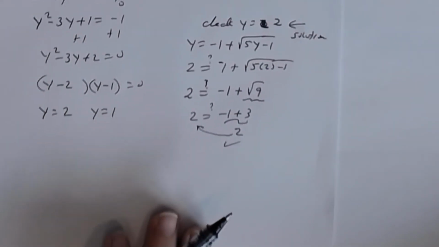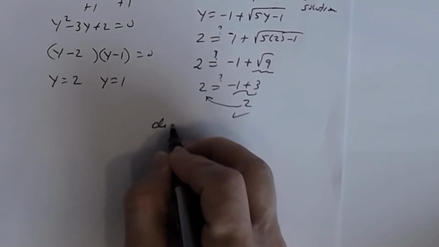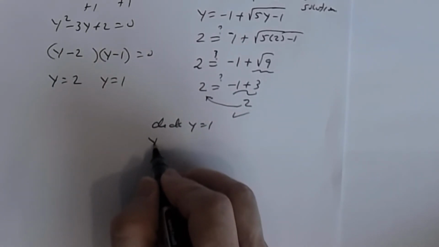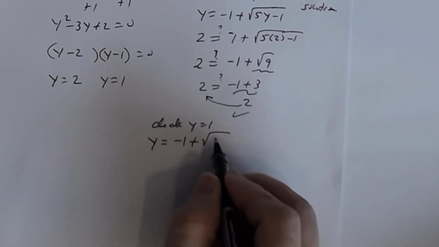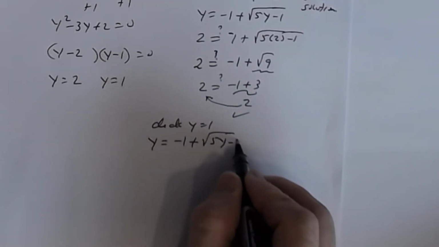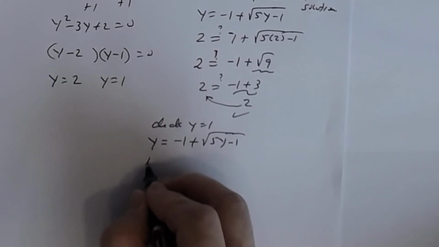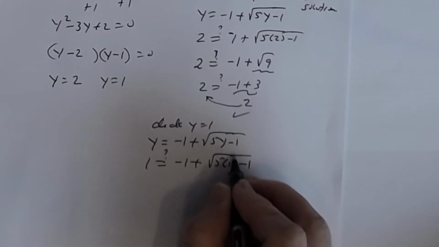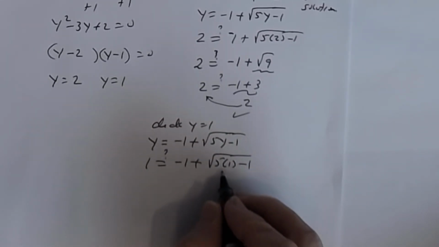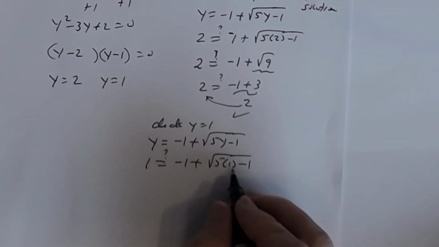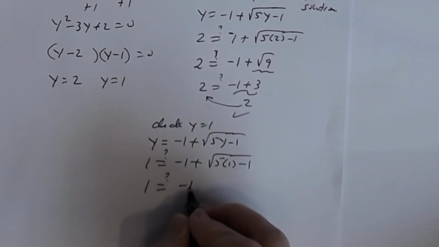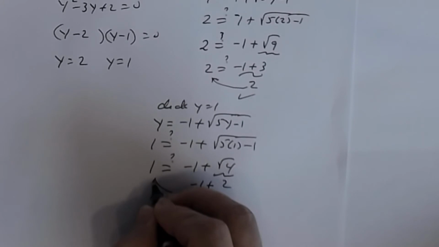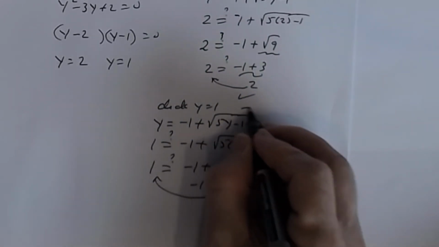Okay, let's check y equals 1. Go back to the original, and where we see the variable y, you're going to substitute 1. So 1, I want to see that equal negative 1 plus the square root of 5 times 1 minus 1. Well, 5 times 1 is 5. 5 minus 1 is 4. So 1 equals negative 1 plus the square root of 4. The square root of 4 is 2. So is negative 1 plus 2 equal to 1? Yes. So that's a solution also.